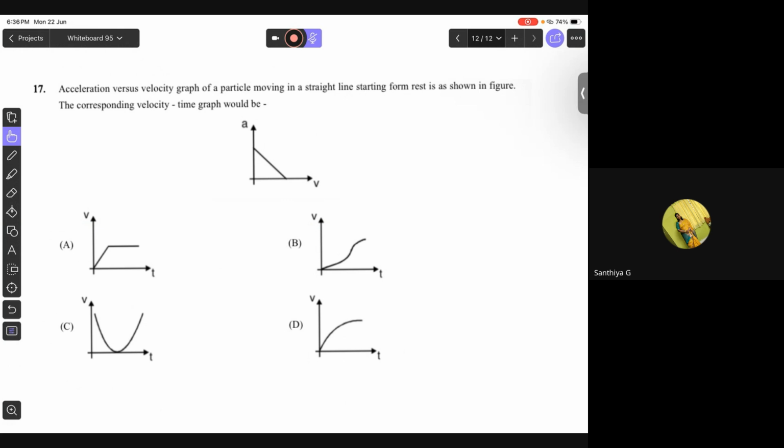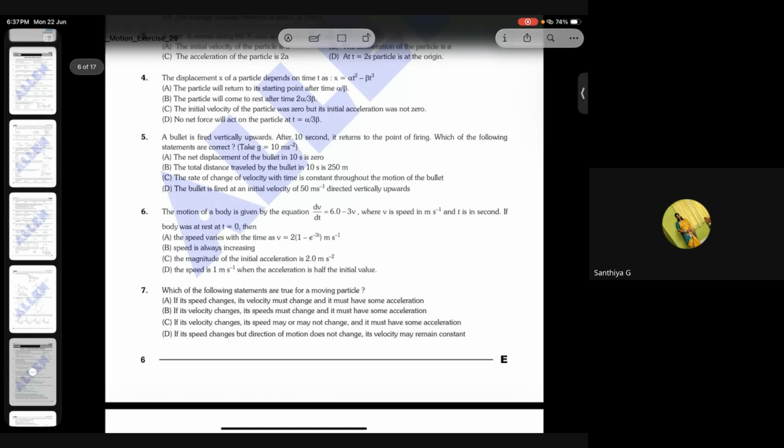The module they gave, option B, is wrong in that question. Change the answer. So speed is always increasing is correct. Option B is correct, A is correct, and D is correct. A, B, D is correct.